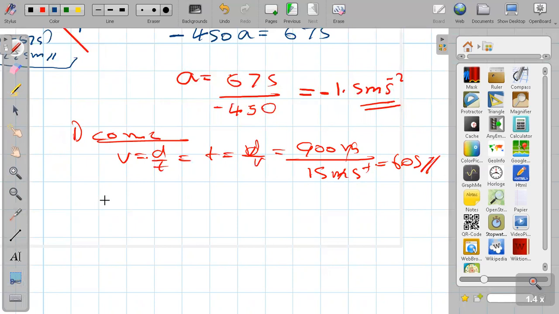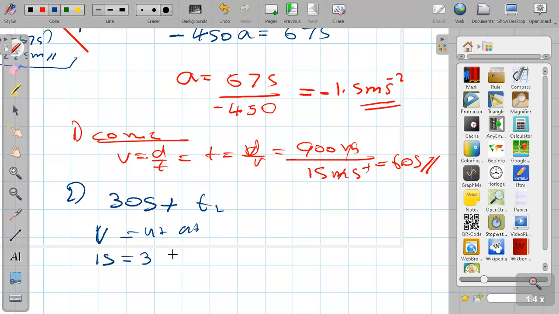Now with the second method, what is it? The first 30 seconds, it has spent 30 seconds, plus the last part, T2. How to find T2? You can apply v equals u plus at. V is 15. U is 30. Here a is minus 1.5 and t comes here. 1.5t equals 15. So t is 10 seconds. So the total time is 30 plus 10, which is 40 seconds.